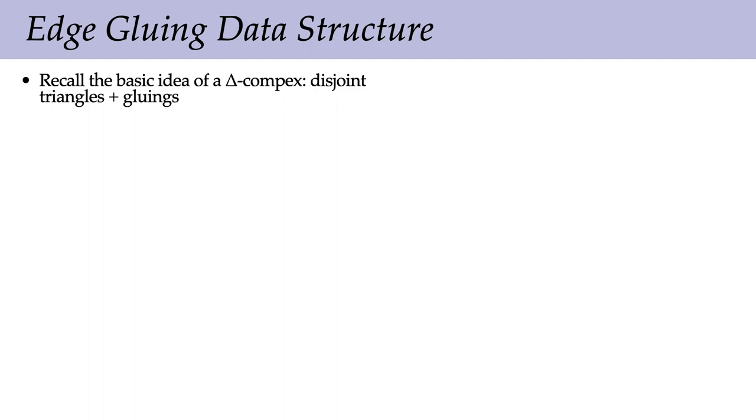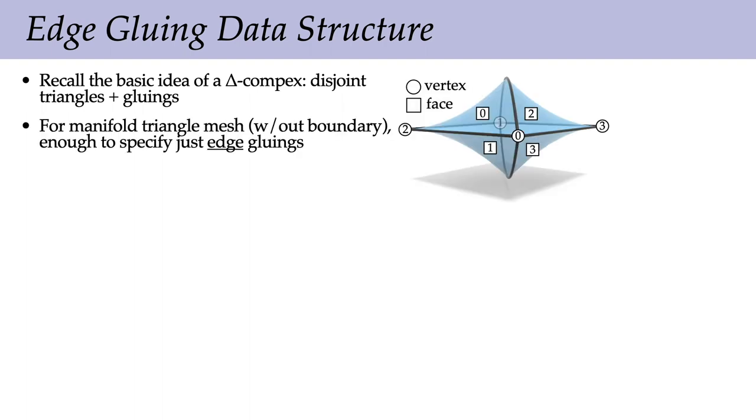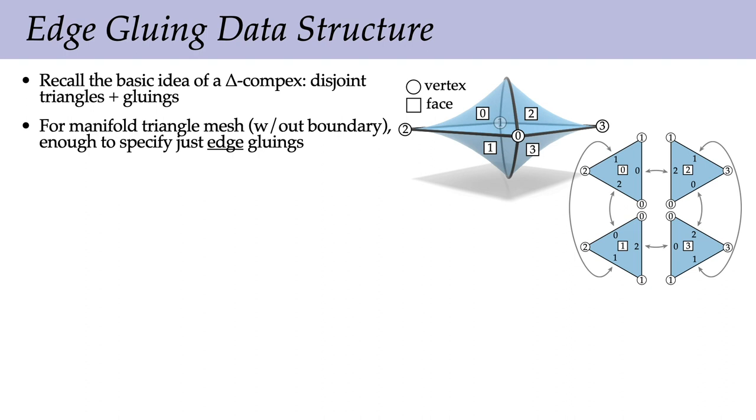Remember that the basic idea of a delta complex was to imagine we have a disjoint collection of triangles and then know how to glue them together along vertices and edges. Well, for a manifold triangle mesh without boundary, it's going to be enough to just specify the edge gluings. We don't need to worry about the vertices. Just something like this.